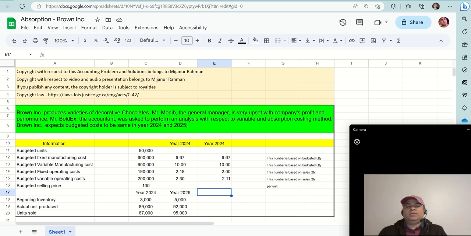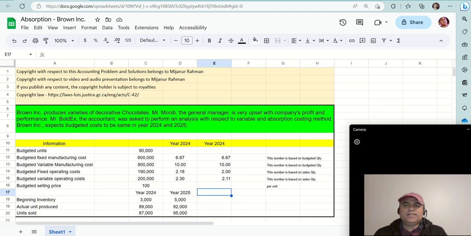We have this company called Brown Inc. and it produces decorative chocolates. Mr. Munib, the general manager, is very upset with the company's profit and performance. Mr. Boldex, the accountant, was asked to perform an analysis with respect to variable and absorption costing. Brown Inc. expects the budgeted costs to be the same in year 2024 and 2025.